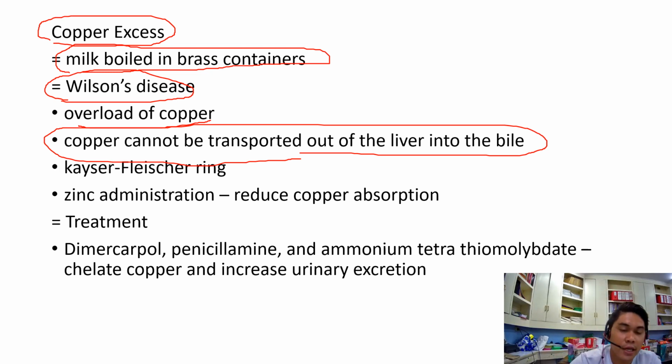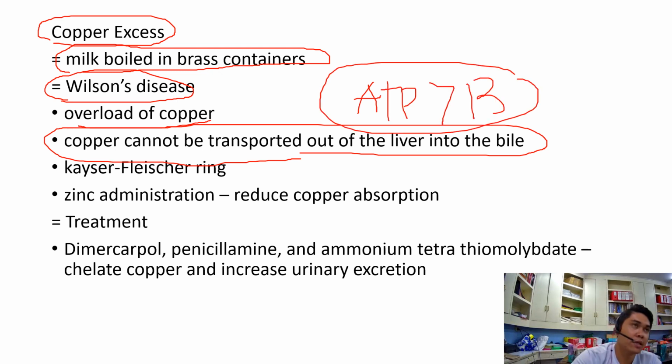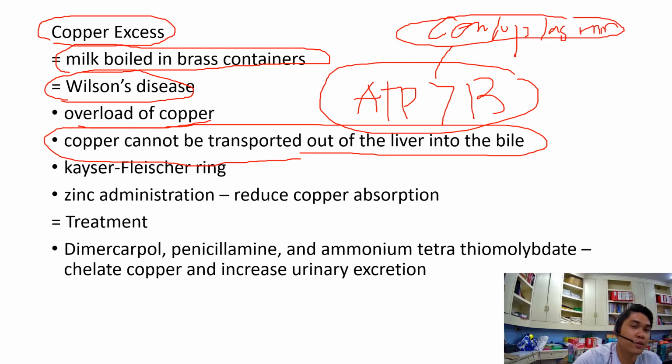Why? Because of a mutation in the ATP7B gene. For Menkes, it's ATP7A. For Wilson's, it's ATP7B. This gene codes for the production of ceruloplasmin. So in Wilson's disease, you have a decrease in ceruloplasmin due to the mutation of the ATP7B gene. Ceruloplasmin is decreased because you need copper to form ceruloplasmin. And that's for Menkes.